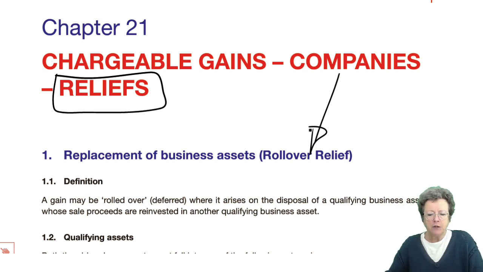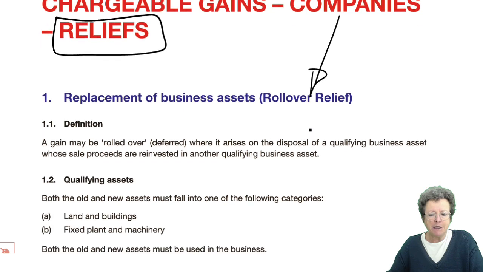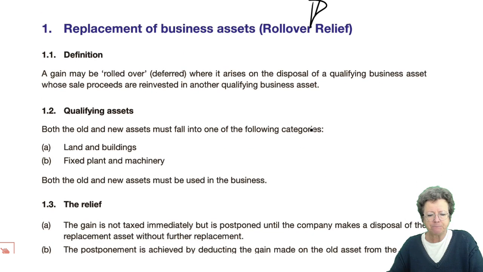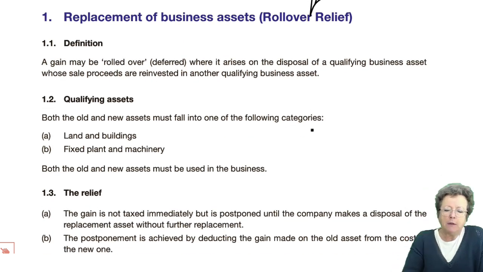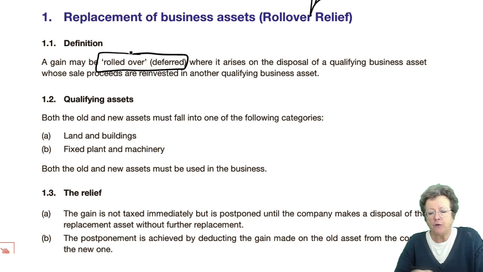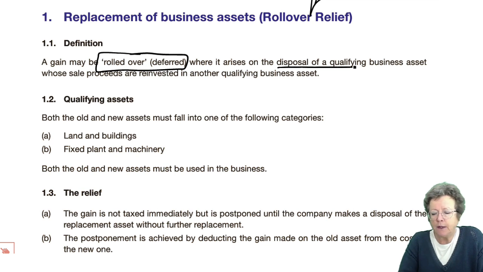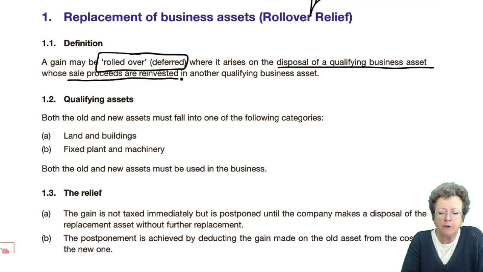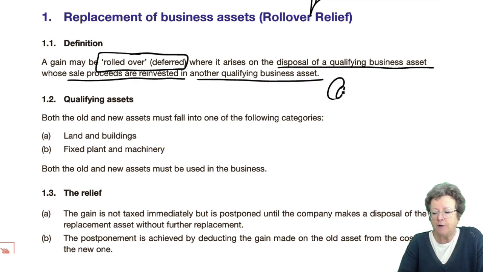So, rollover relief, replacement of business assets. What happens here is a gain is rolled over or deferred where it arises on the disposal of a qualifying business asset, where the sales proceeds are reinvested in another qualifying business asset. And there are some conditions.